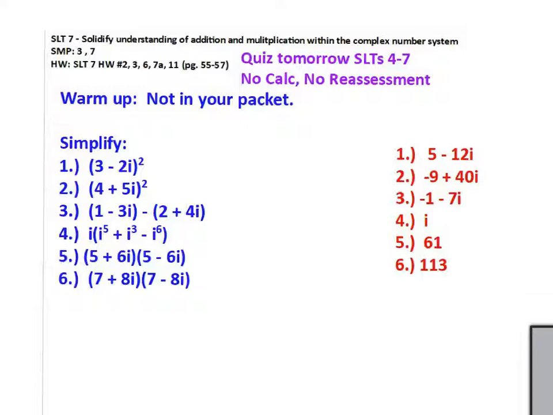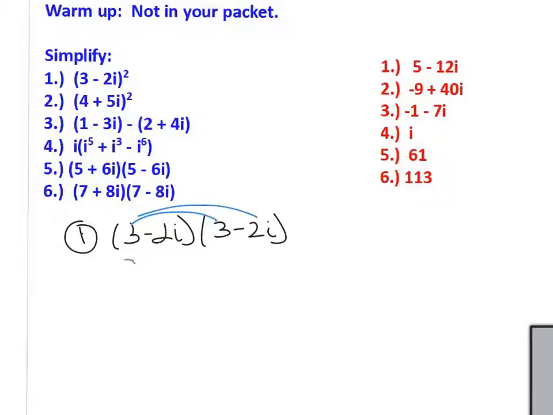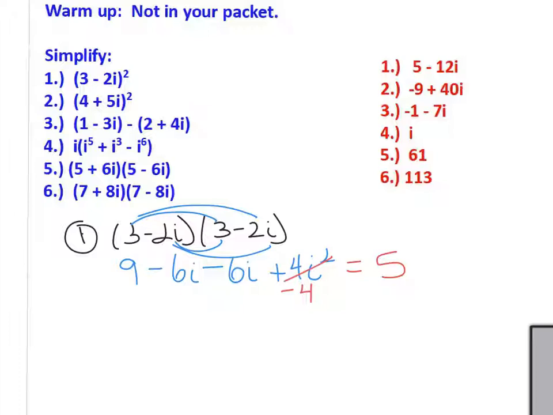Okay, these should be the answers that you got, and I will go through how I got them. So for number 1, when you have a complex number squared, it means multiply by itself. So you can box method, you can FOIL, you can distribute, whatever your preference is. But then when you go to combine like terms, i squared is -1. So my final answer is 9 minus 4, which is 5, and then the -6i minus 6i is -12i.